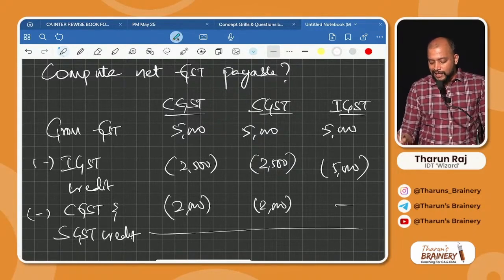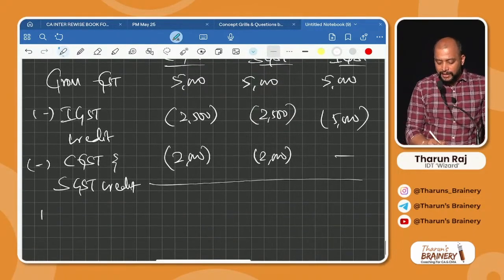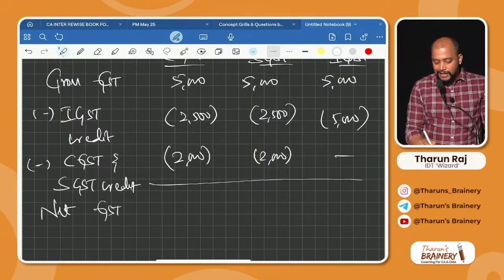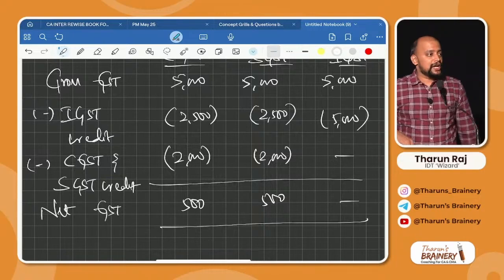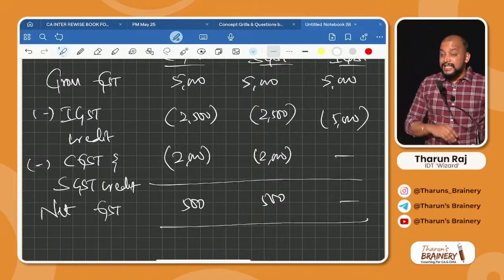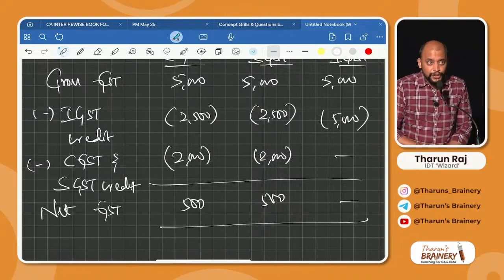When I am utilizing, I will get a net liability. What is that? Net GST. Net GST will be 500, 500 and nil. So the total is 1,000. This is the answer. Is this the only answer? No, no. This is not the only answer.